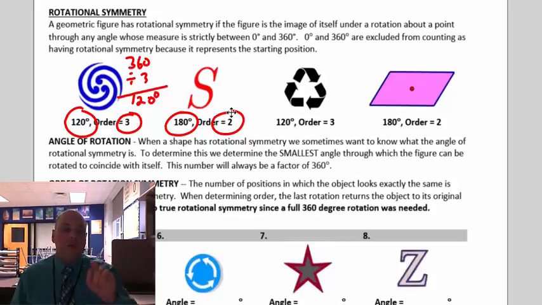Look at the recycle symbol, okay? You can rotate it 120, and then another 120, and then another 120. 3 times. 3 120s is 360. That's why the order is 3. That's the same as this one here. And then a parallelogram, in order to look the same, you'd have to rotate it upside down. So it's 180, and the order is 2. All right?